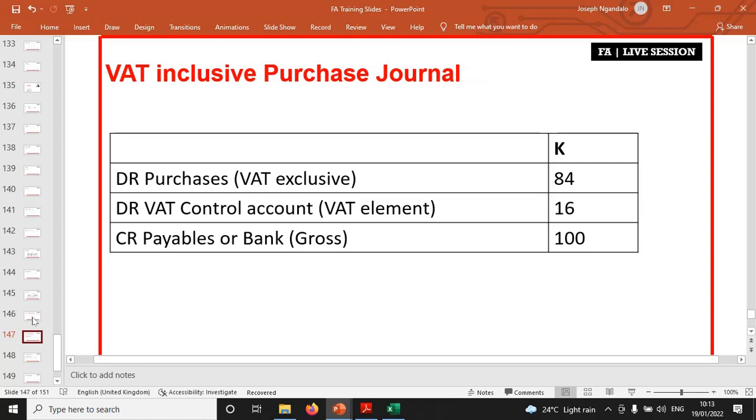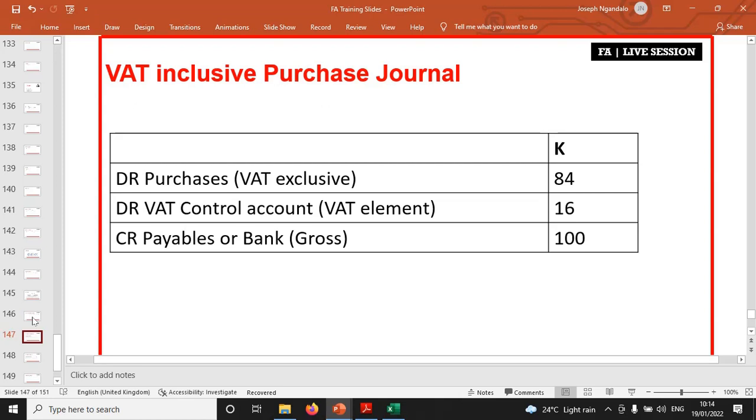Let's progress. When you have got a VAT inclusive purchase, this is a journal that you're supposed to follow. Very important. The purchases account should be posted with VAT. Remember what we said, right? Assuming VAT is 16%, your purchases account should be posted with how much?